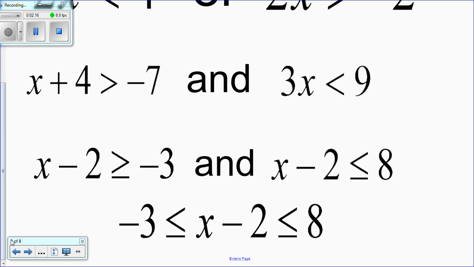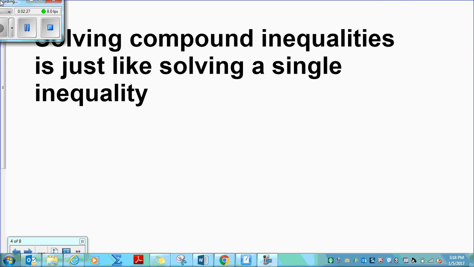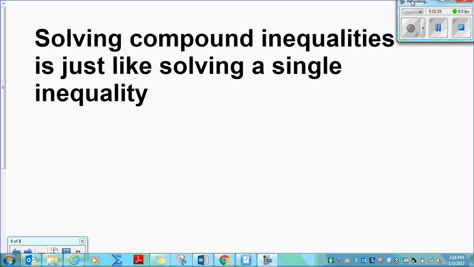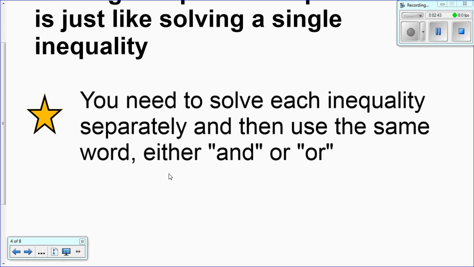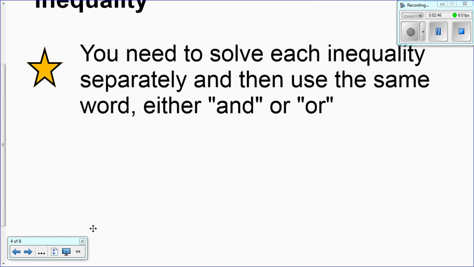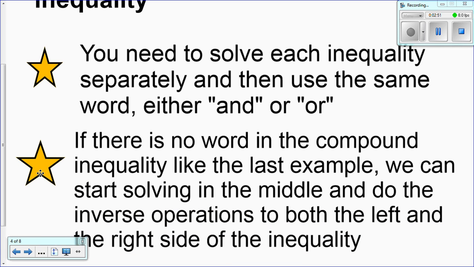So we just merge them together with their common side in the middle. Okay? So here is an actual example, though. Oh no, just kidding, it's not. So this says solving compound inequalities. Let's put it over here. Solving compound inequalities is just like solving a single inequality, except there are two. You need to solve each inequality separately and then use the same word, whatever was in the problem, and or or.